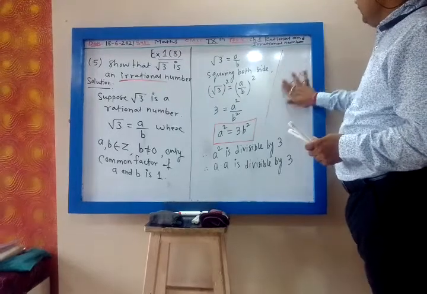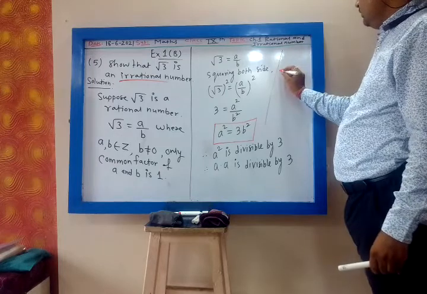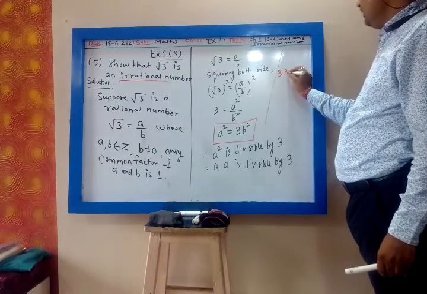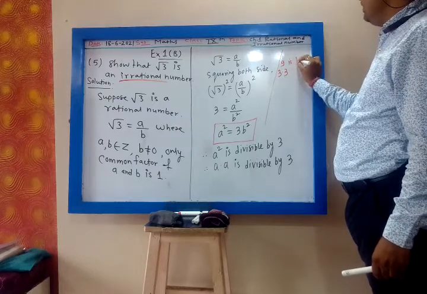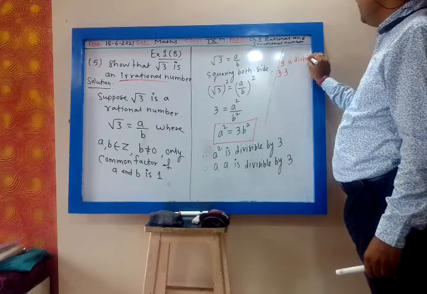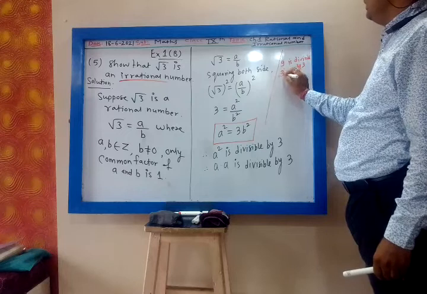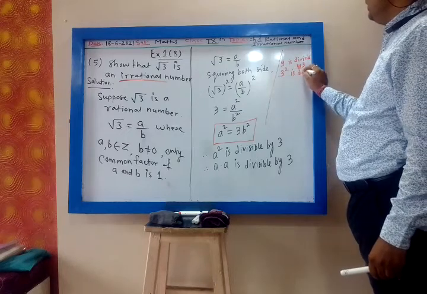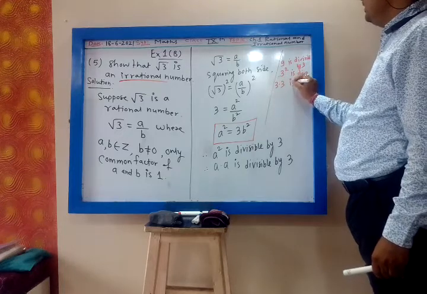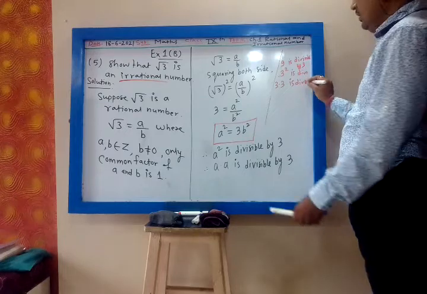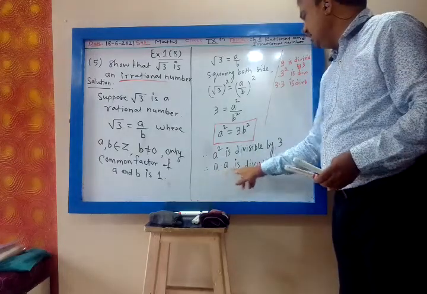Let us take 3 into 3, that is 9. 9 is divisible by 3. So 3 into 3, that means 3 square is divisible by 3. If 3 square is divisible by 3, then 3 into 3 is divisible by 3. Yes or no? So if a square is divisible by 3, that means a into a is divisible by 3.